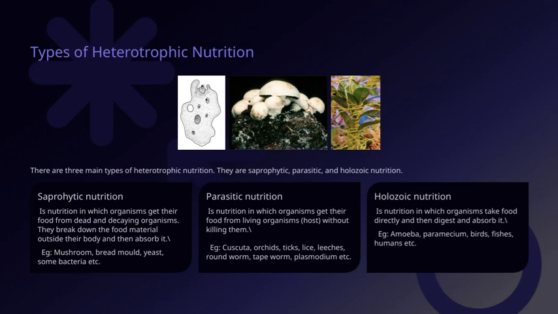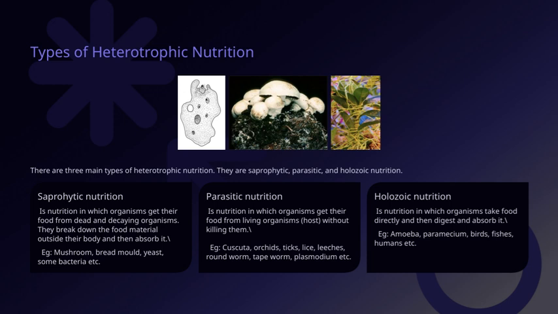For instance, amoeba, paramecium, birds, fishes, and humans. These are all examples of organisms that perform holozoic nutrition, which means they take in food directly, then digest and absorb it. It's like how we eat and then process our food internally.